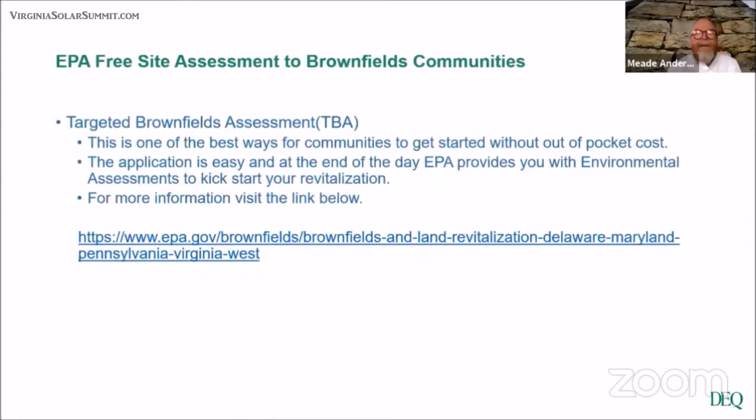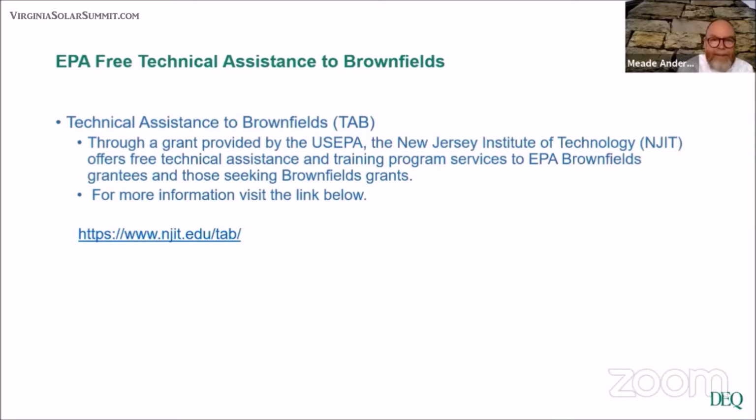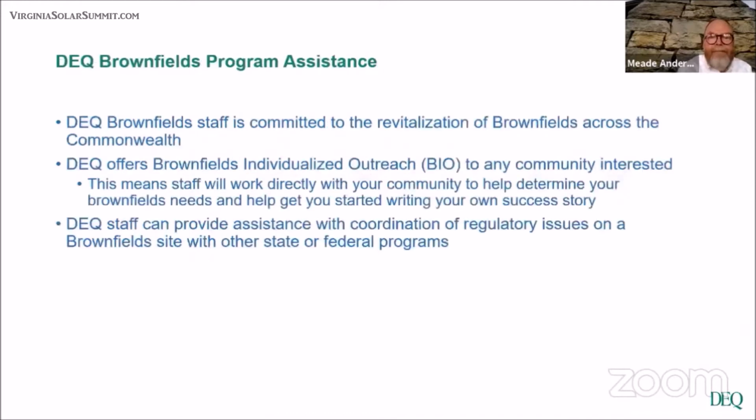EPA does have different types of assistance out there. The targeted brownfields assessment, you're going to hear a little bit about this, but this is another powerful tool from the EPA to get assessments done in communities out there. You have TBA assistance and TAB, acronyms all the way, but this is done through New Jersey Institute of Technology. Gary White's going to be with us a little bit later to talk about that. And we work closely with those folks too. Thank you. Next slide.